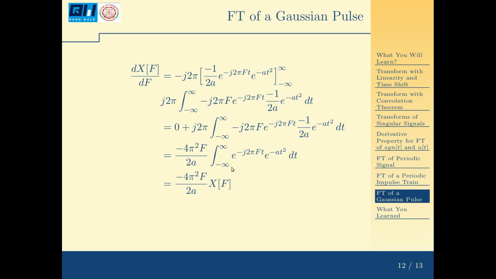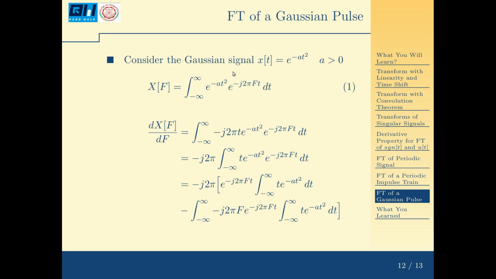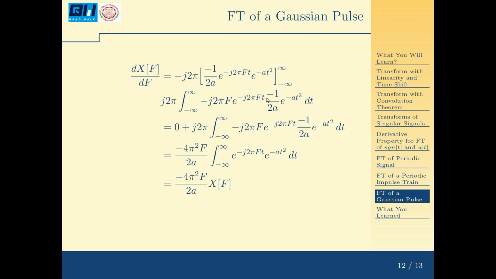Now what is this? This is my self-same X(f). We know this is my X(f). So I have got minus 4 pi square f by 2a into X(f). Now I have got a differential equation in X(f): dX(f)/df is equal to minus 4 pi square f by 2a into X(f).